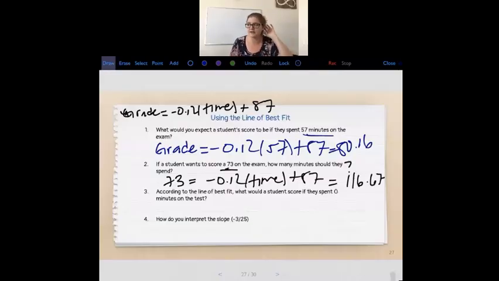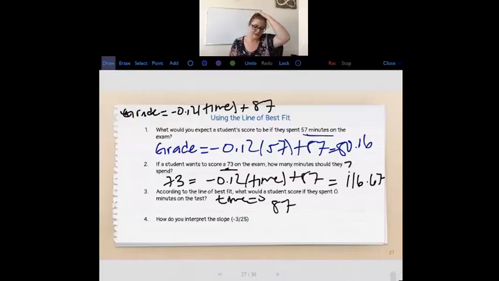Okay, and according to the line of best fit, what would a student score if they spent 0 minutes on the test? So there's a couple of different ways to think about this. 0 minutes means that our time is equal to 0, or another way to think about it is it would be the y-intercept. So they would score an 87.